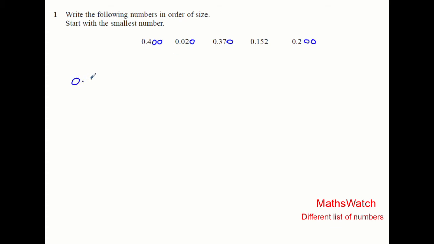So 0.02 is the smallest. I'm going to cross off each number as I use it. The next smallest will be 152 thousandths, so that's 0.152. After that, it's going to be 200 thousandths, so that's 0.2. Then 370 thousandths, which is 0.37. And that leaves us with 400 thousandths as the biggest, which means 0.4 is the biggest. So we have placed all the decimals in order, smallest first.